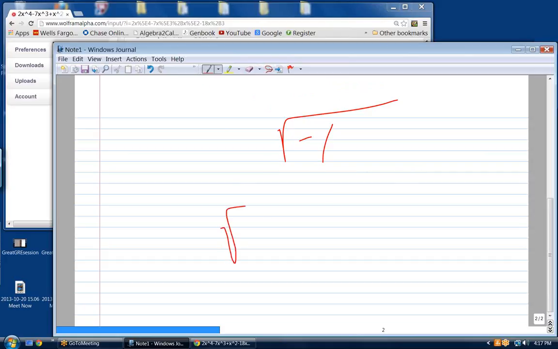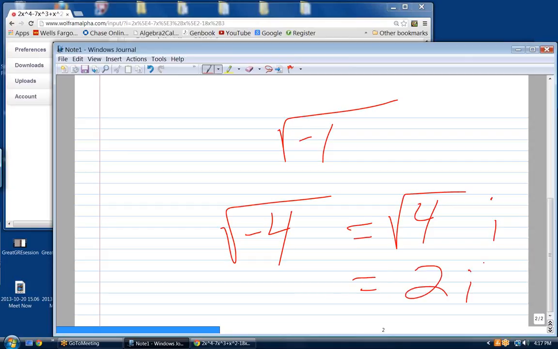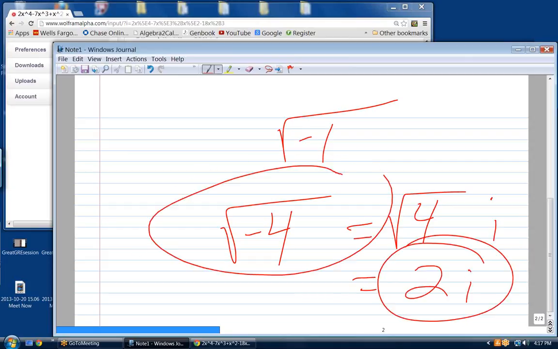So what's this equal to? Root 4i, which is equal to 2i. So that's how you convert radicals of negative numbers to imaginary numbers.